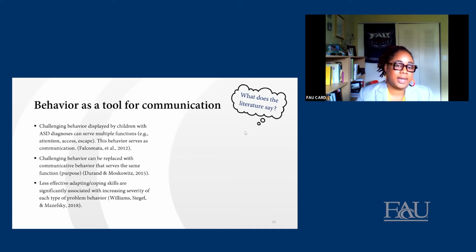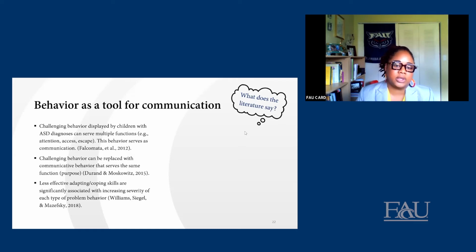Challenging behavior can be replaced with communicative behavior that serves the same function. Remember when I talked about behavior, all behaviors serve a function. If the behavior that you're seeing is not desirable, then you have to think about replacing that behavior with a more pro-social or less challenging behavior, because the function is going to remain, or the need is going to remain for that behavior. So the solution is to try to think about how to replace it.